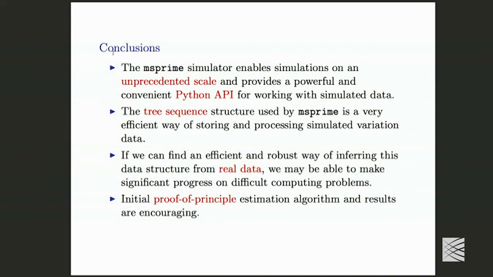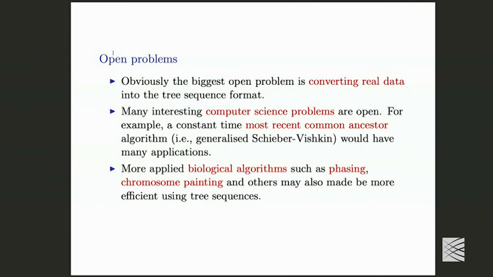So just to finish up, I don't want to give the impression that this is completed work, or that you can run all of your analyses using this software. There's a lot of work to be done. Obviously, the biggest open problem is converting real data into the format. But given that, I think there's a lot of interesting computer science problems to tackle. For example, if we knew an efficient most recent common ancestor algorithm that worked across the tree sequence, this would have a lot of different applications. And given that we can estimate this structure, does this give us new insight into more biologically motivated algorithms, such as phasing, chromosome painting, and stuff like that? So I think these are really nice open problems.